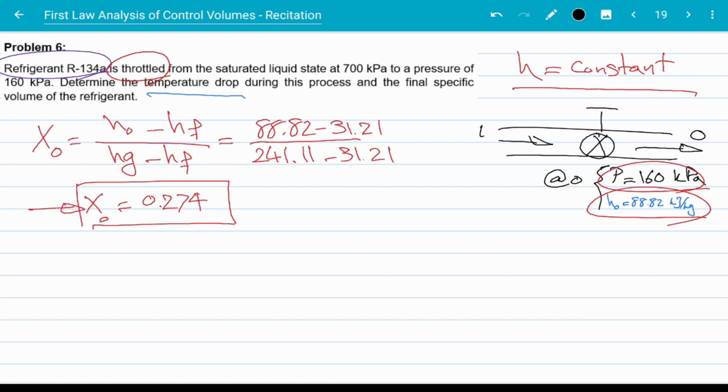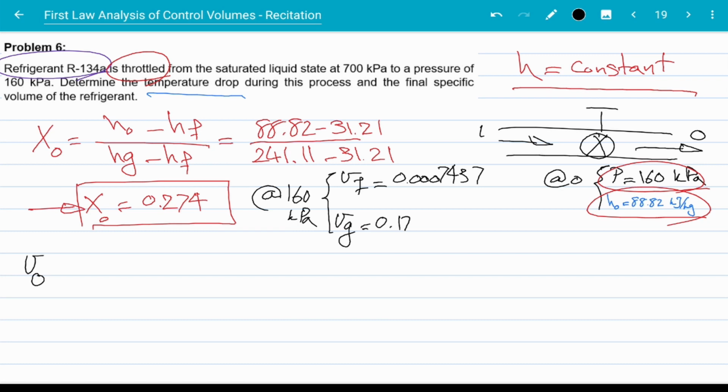Now I'm asked to find a specific volume. In order to do that, I will need the specific volume of saturated liquid and a specific volume of saturated vapor at the pressure of 160 kilopascals, because that's the pressure of the outlet. So check the tables again. Specific volume of saturated liquid is 0.307437, and for saturated steam is 0.12348, both in meters cubed per kilogram.